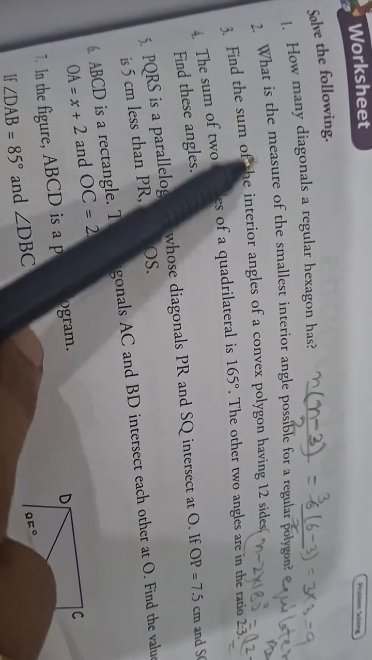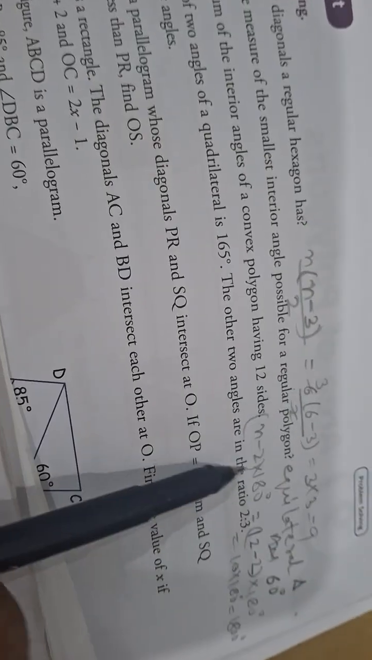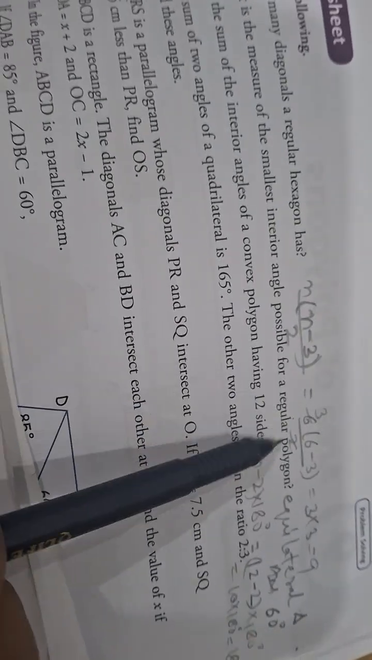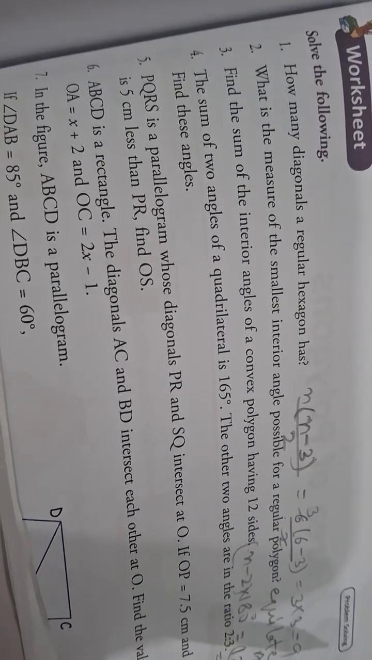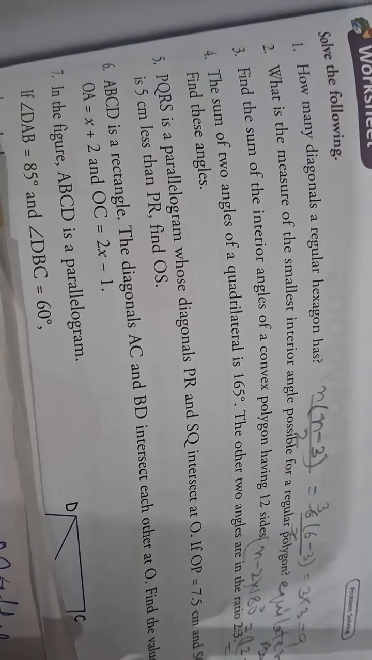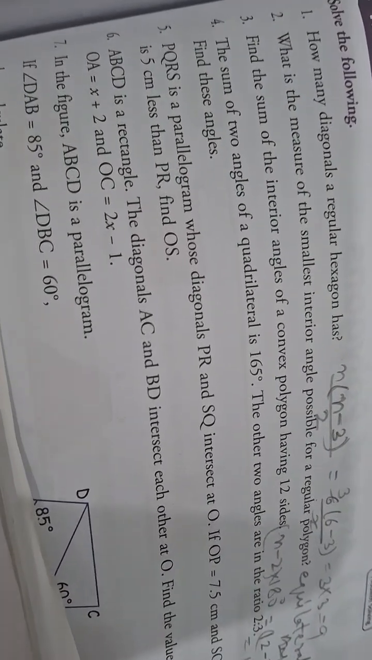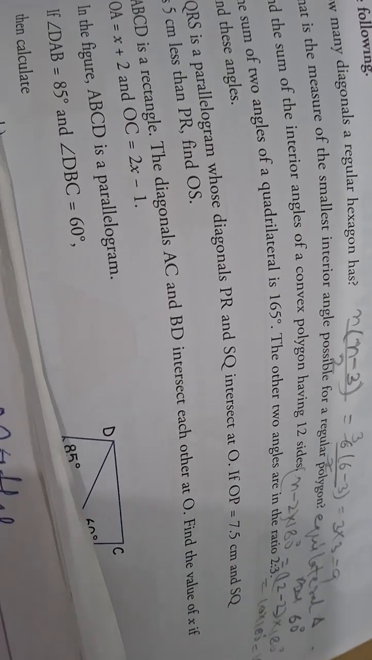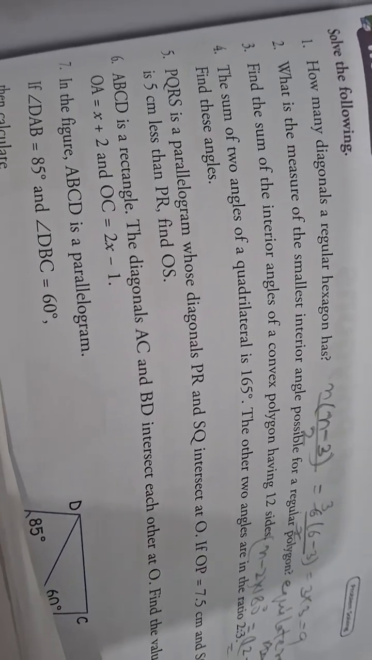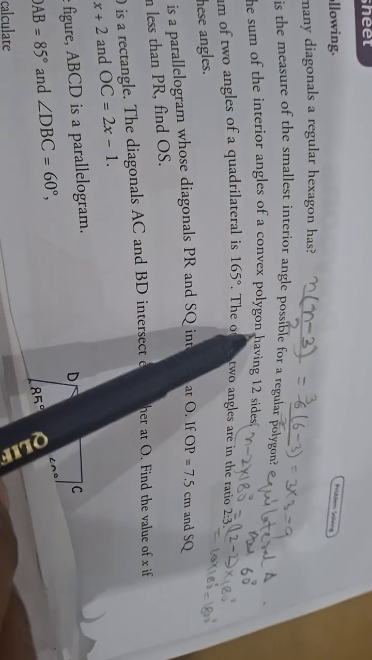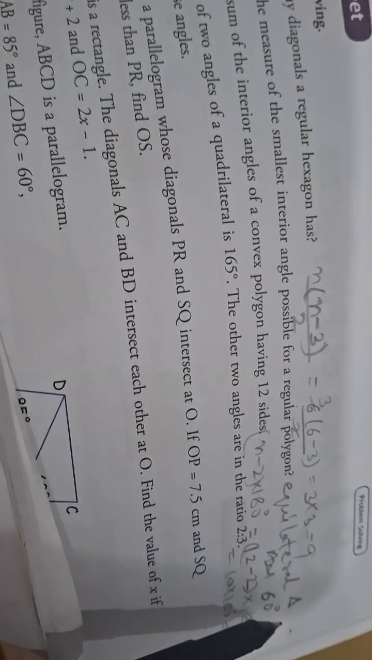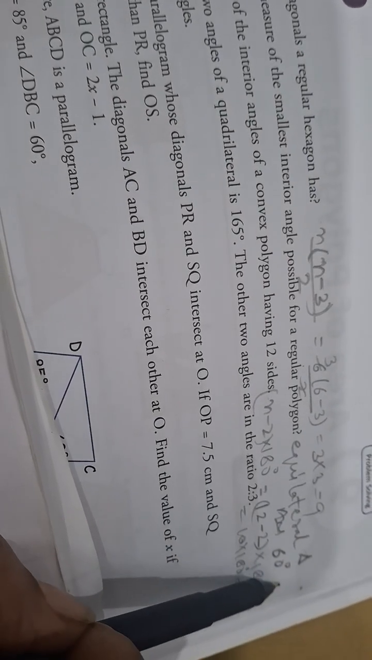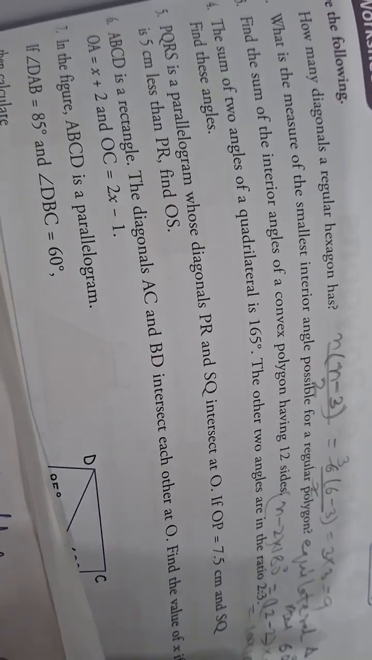Question number 2. What is the measure of the smallest interior angle possible for a regular polygon? See, for the smallest interior angle in a regular polygon, the number of sides is 3. It is an equilateral triangle. So the equilateral triangle has the minimum number of sides and it is the minimum regular polygon. In an equilateral triangle, each angle is 60 degrees.